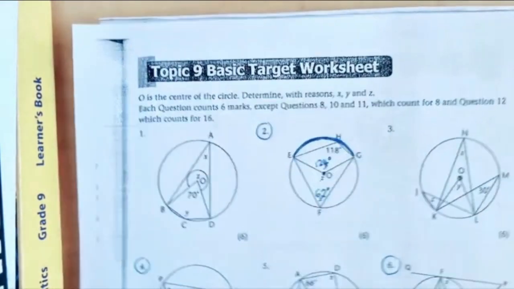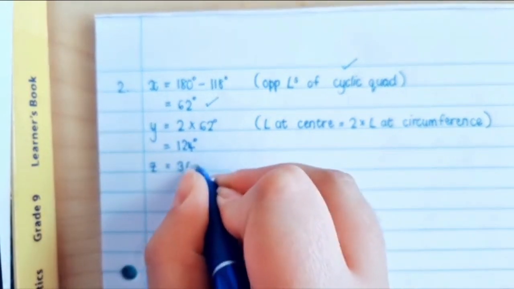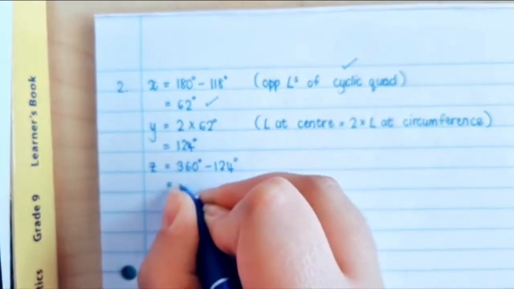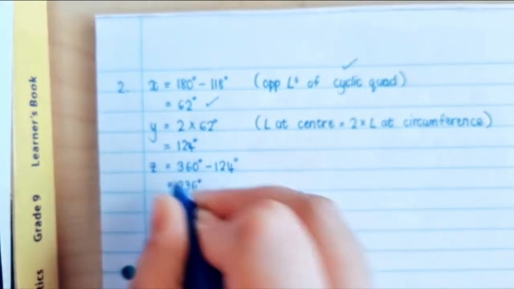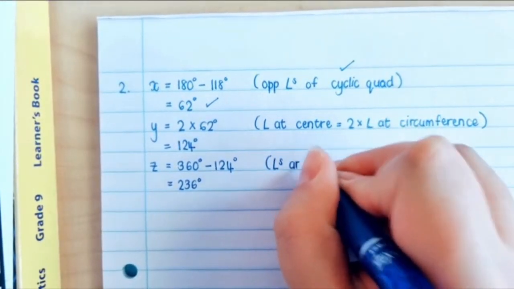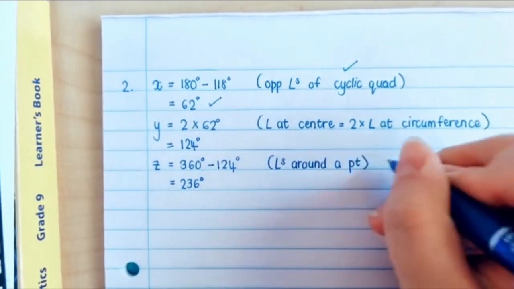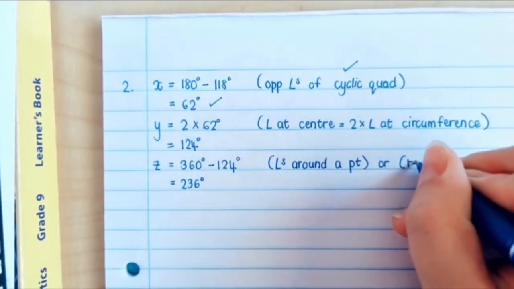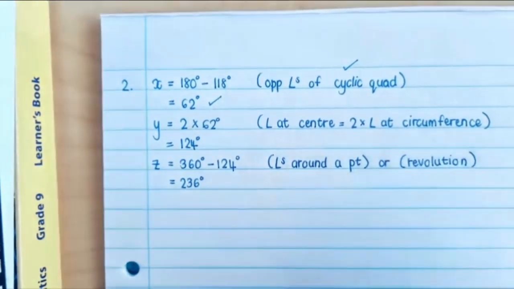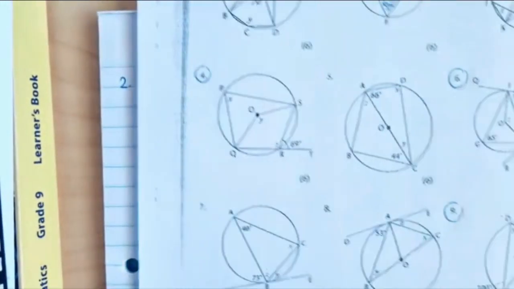Okay, so z is going to be 360 minus 124, and the reason for that is angles around a point. So that is 236 degrees. Again, you don't have to write the working down. You can just write the answer. So now actually there are 2 reasons that you can write here. You can write angles around a point, or you can just write revolution, which is a bit shorter. That's also fine. You'll get the mark if you write either of these 2 reasons. Okay, so number 2, that was a nice slow introduction.